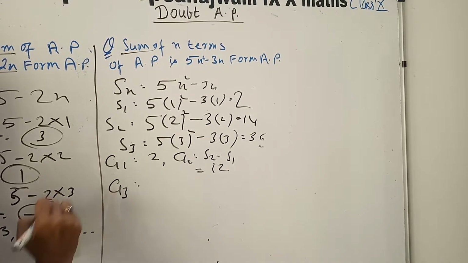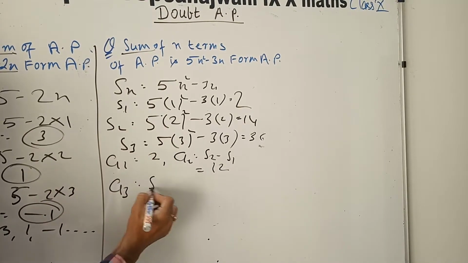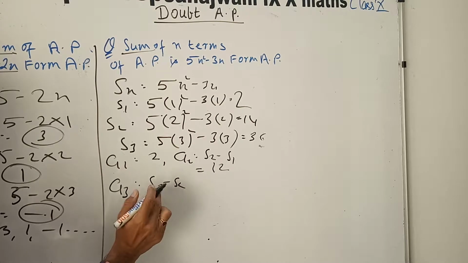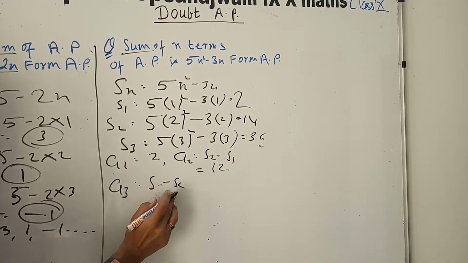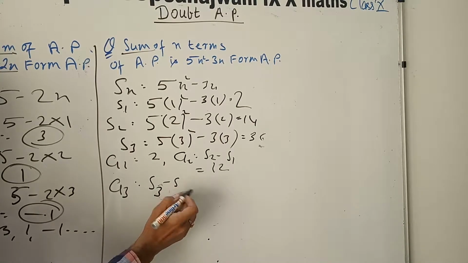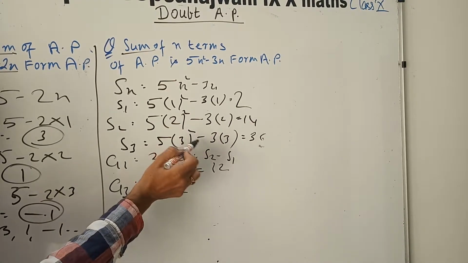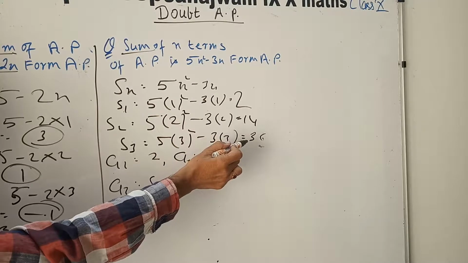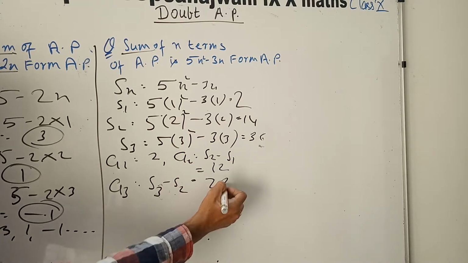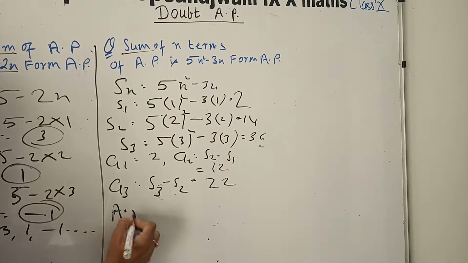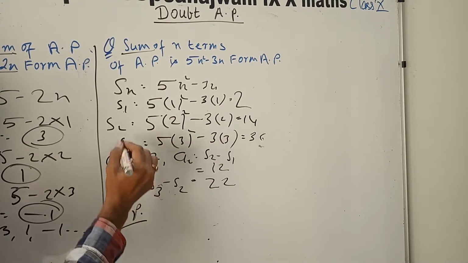Now a3 is S3 minus S2. Why S3 minus S2? Because S3 means the sum of the three terms, and S2 is the sum of the two terms. Sum of the three terms minus sum of the two terms: 36 minus 14. So that would be 22. So what will the required AP be?